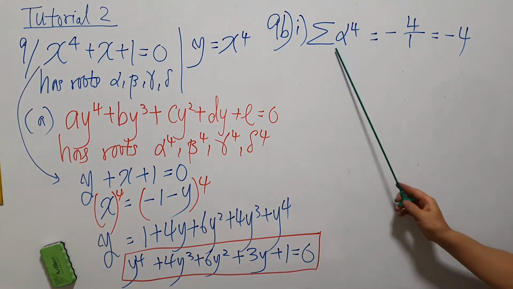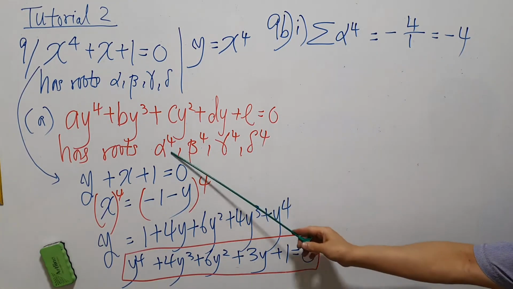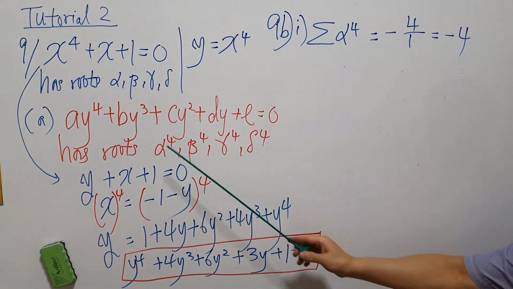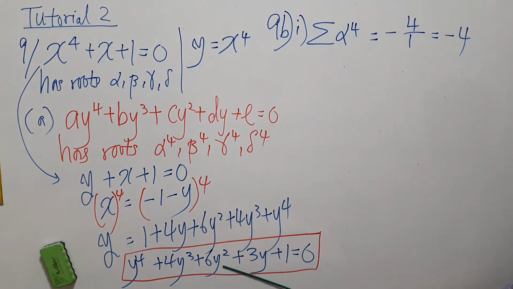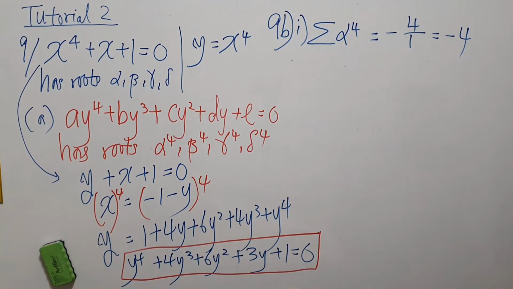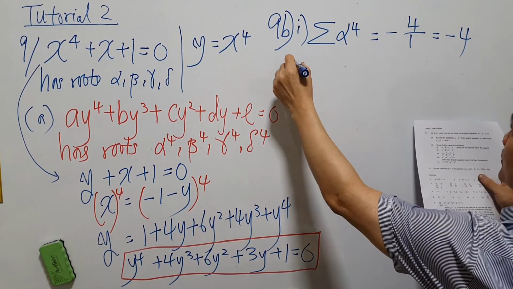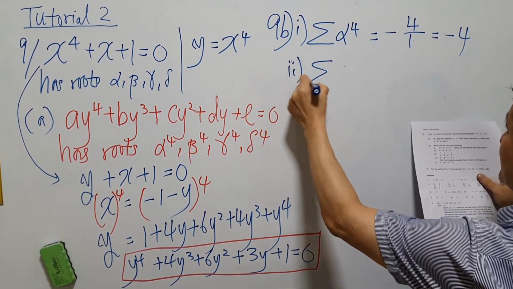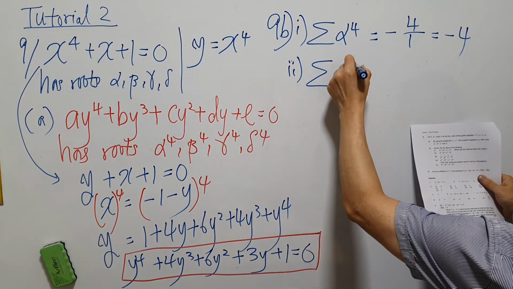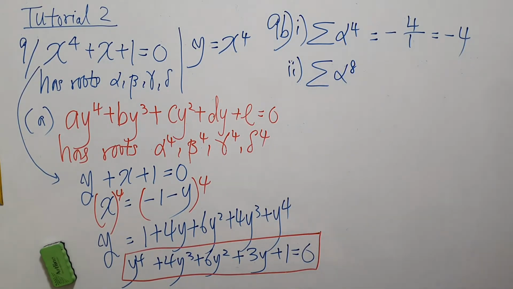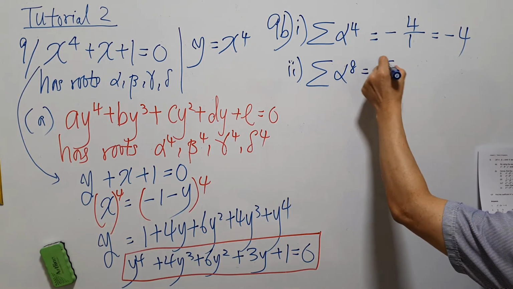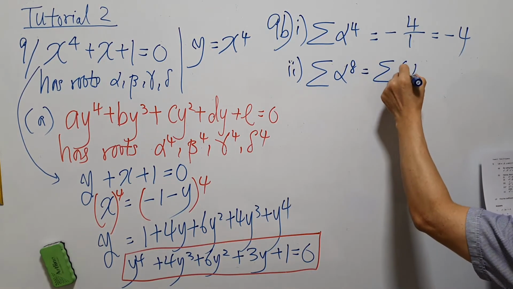Say again, summation of alpha power 4, it means this plus this plus this plus this. Since these 4 are the roots of this equation, it's as good as find the sum of the roots of this equation, which is minus b over a. Okay, now to do number 9 part 2, which is summation of alpha to power 8, which means it's alpha to power 8 plus beta to power 8 plus gamma to power 8 and plus delta to power 8. Let's see this expression as like that.